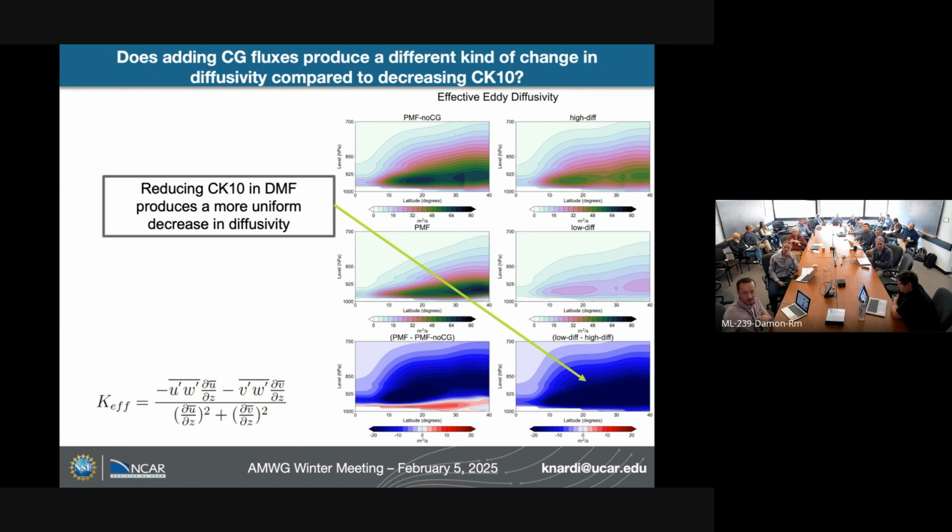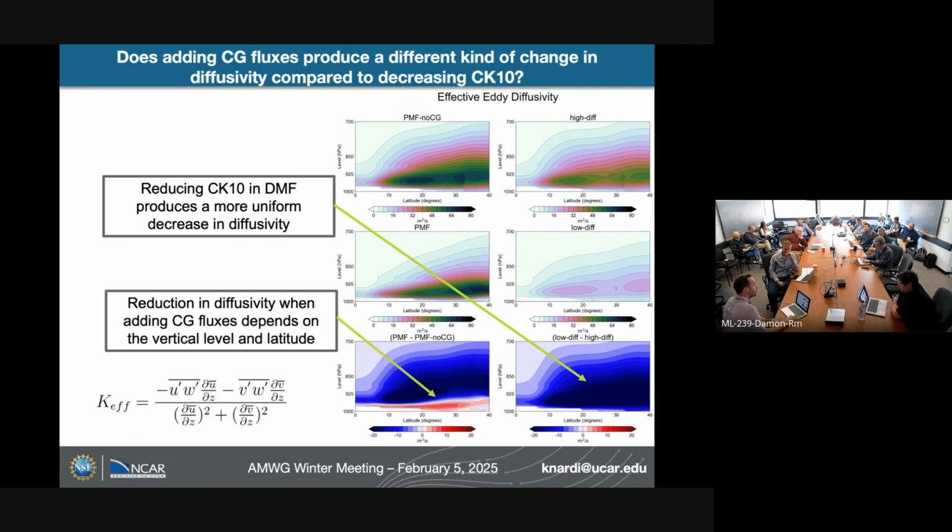And probably hard to see here with the color bar, but there is a little bit of a difference when you look at prognostic momentum flux. There's a bit of a variation in the vertical, but also latitudinally. Again, making the argument here that in both cases we're reducing diffusivity, but in different ways, depending on if we're doing it through prognostic momentum flux, adding counter gradient fluxes, or changing CK10.